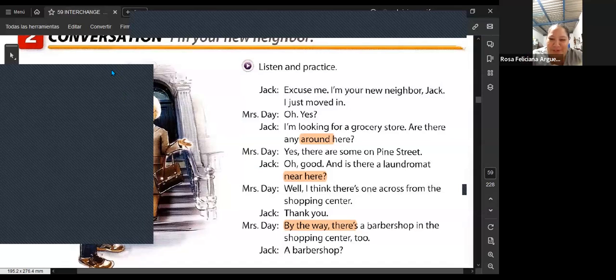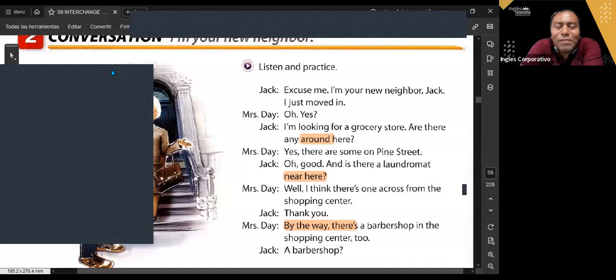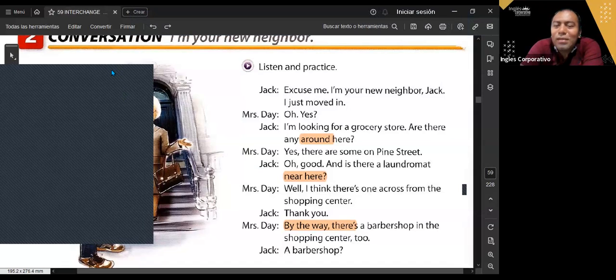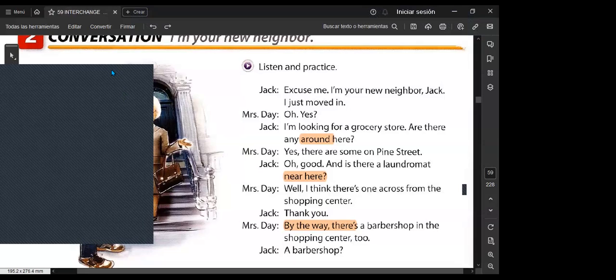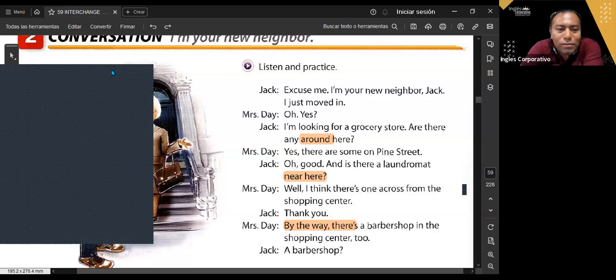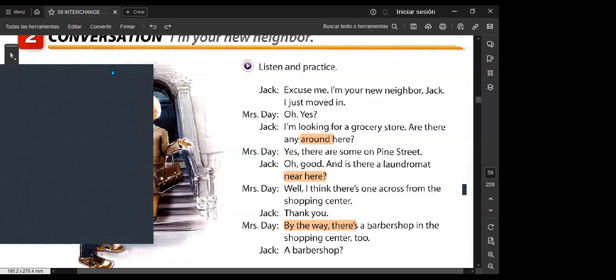A barber shop. Yes, a barber shop, right? In the shopping center, right? Shopping center or shopping center, right? Very good. By the way, es por cierto. Near here, the pronunciation around. Around here, yes. La tele center también se hace muda. Sí, se puede hacer muda. Center. So you can say center or you can say center. Yes.